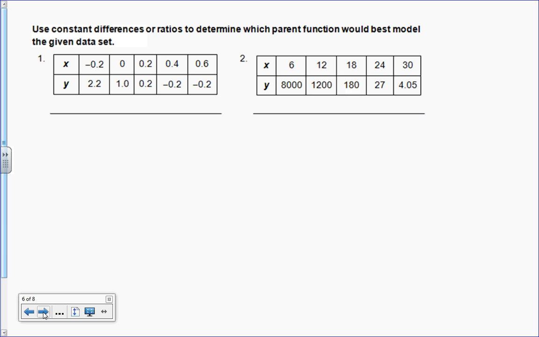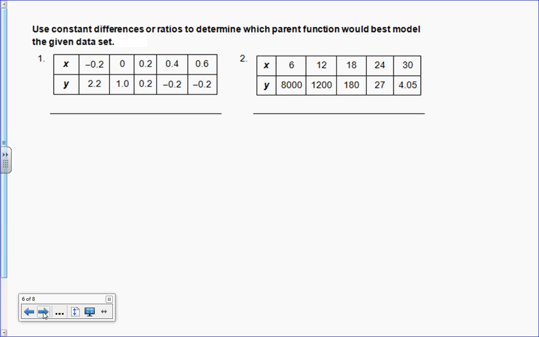So if we do the first one with division, we'd put negative 0.2 divided by negative 0.2, and we get 1. And then we'd go negative 0.2 divided by 0.2, and we get negative 1. It's not the same number. 0.2 divided by 1 is 0.2. It's not the same number. So this one's not exponential.